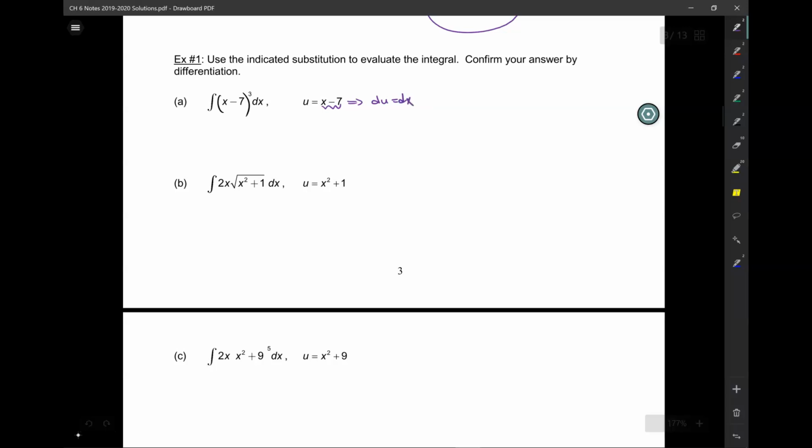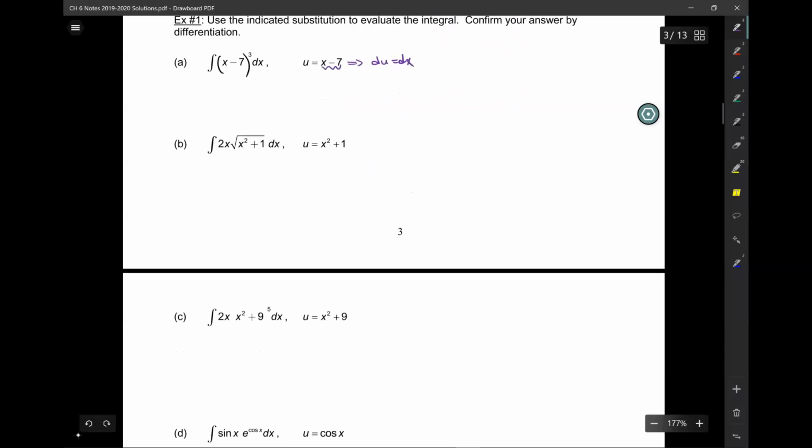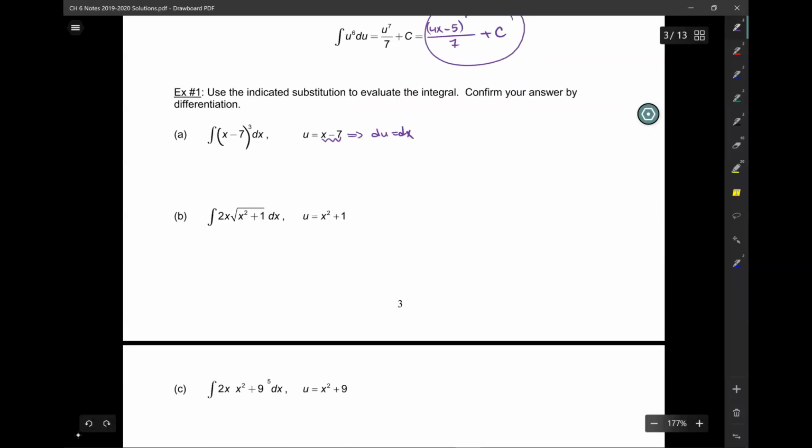For instance, if you got u to the 7th over 7, are you allowed to leave your answer like that? No, you can't. Okay, so now I'm going to rearrange my original integral, but eliminate all x's. Only u's should appear, u's and coefficients. So this x minus 7, that was u to the 3. What's left? dx is left. Well, how do I substitute dx? dx is just du.